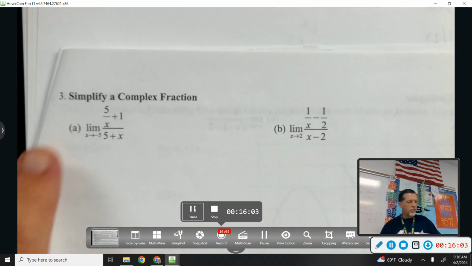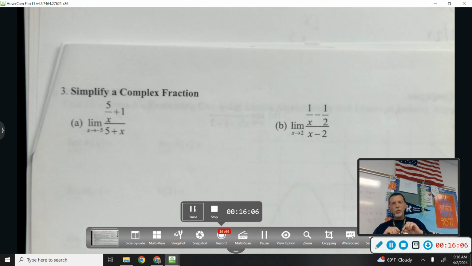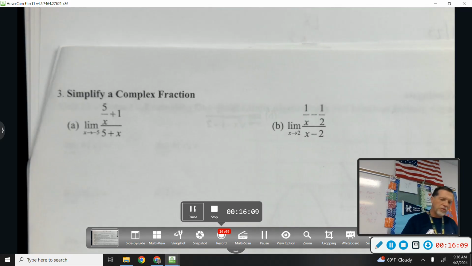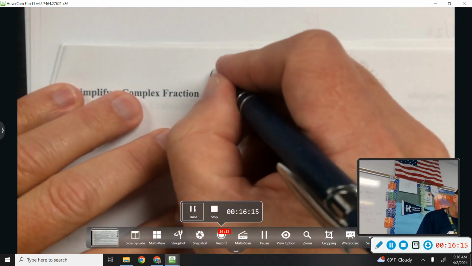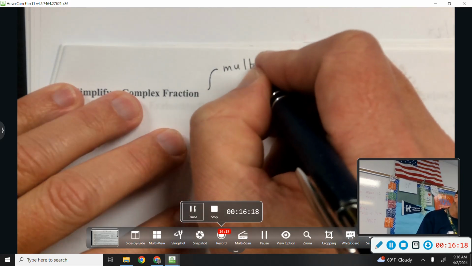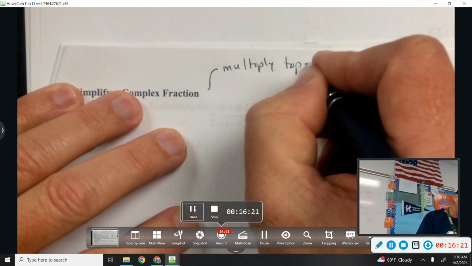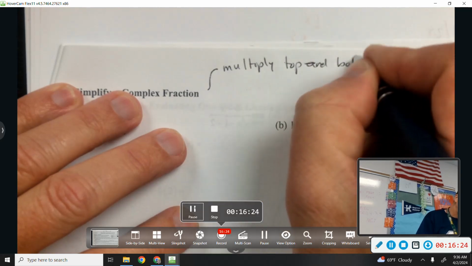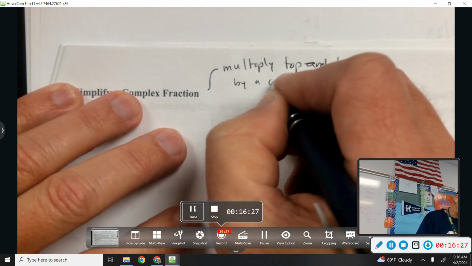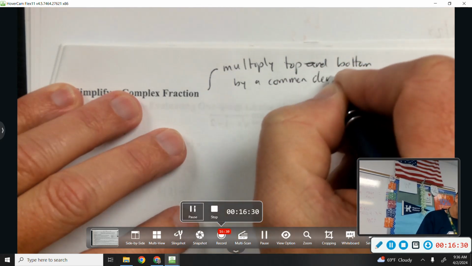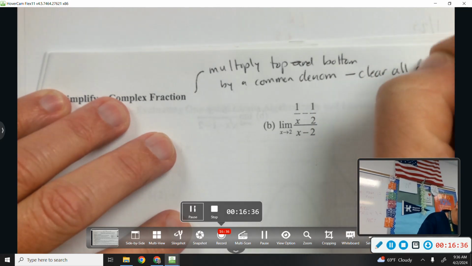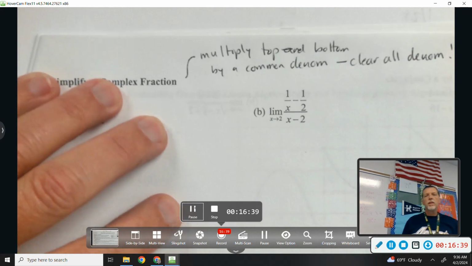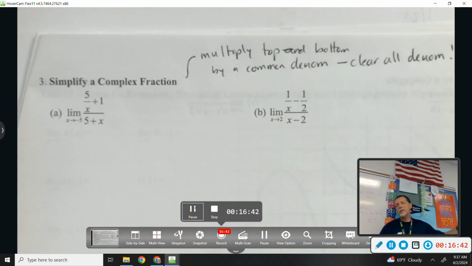Okay, so this says 3, but it's really like method 2 if the substitution doesn't work: simplifying a complex fraction. Different people do this different ways, but to me the easiest way is to multiply the top and bottom by a common denominator, because that will clear all denominators. And if we clear all the denominators, then we don't have a complex fraction anymore. We've got a simple fraction, and hopefully that should work.